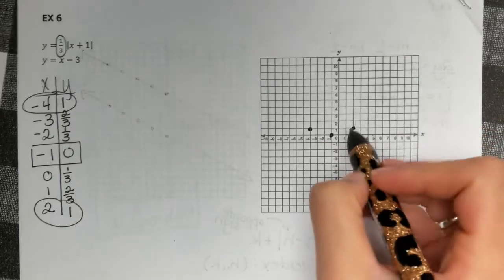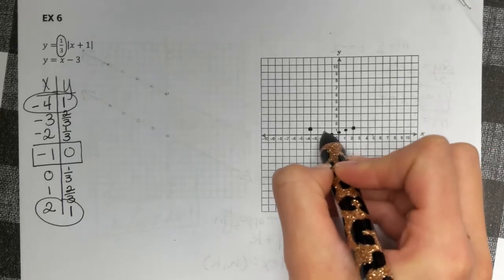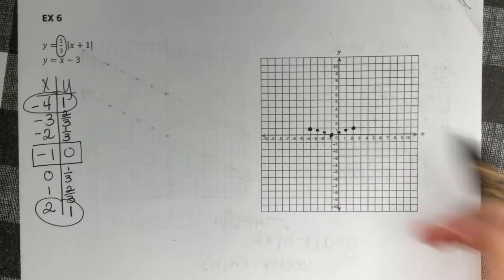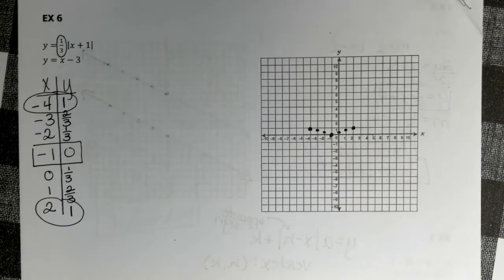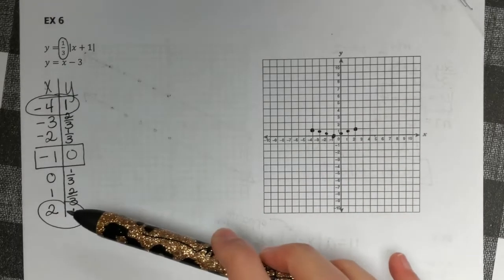If you wanted to plot your 1/3 and 2/3, you should still be able to split those into 3 sections and still be able to plot those points. I'm not requiring you to do that. I'm just going to look at your whole number ones for your table. Okay?